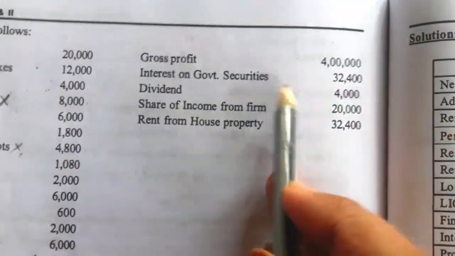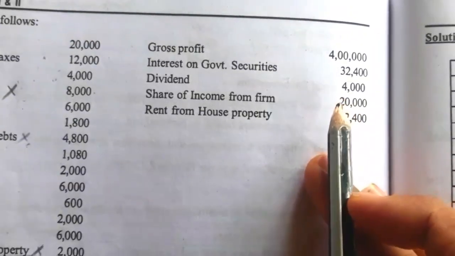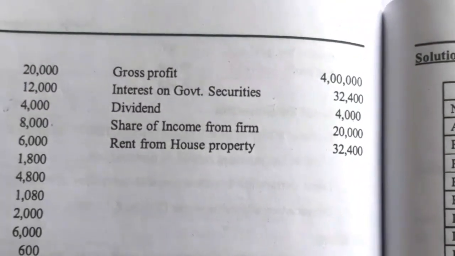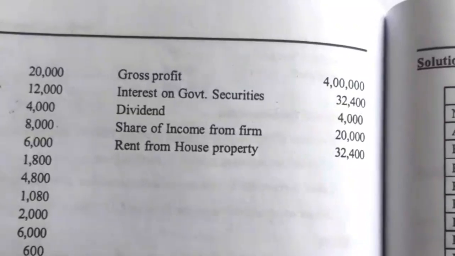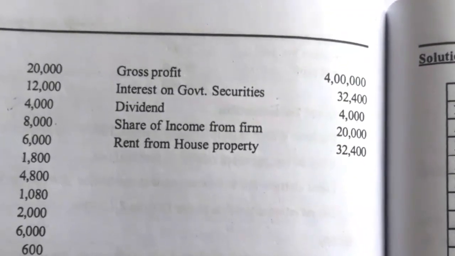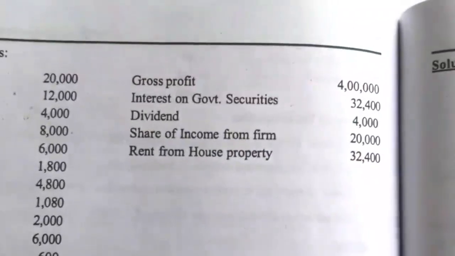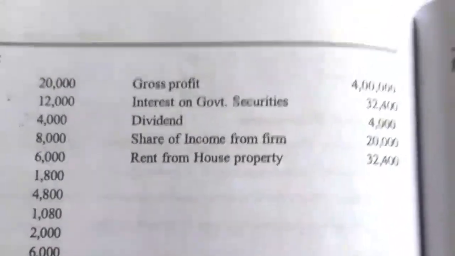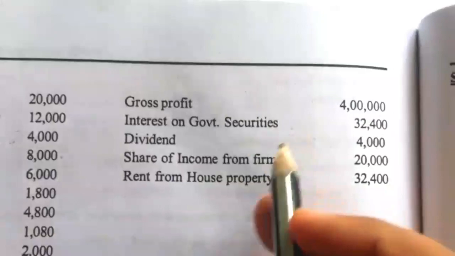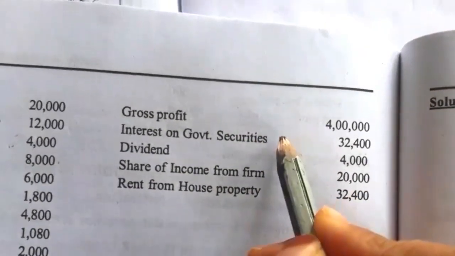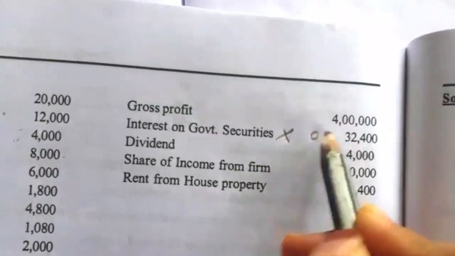Here, interest on government securities. Interest on government securities is not relating to business. This Kumar has invested in government securities and he received interest income from that investment. It is an income he is receiving from another source, so it should not be taken under business income. So interest on government securities is disallowed, and it is other source income.